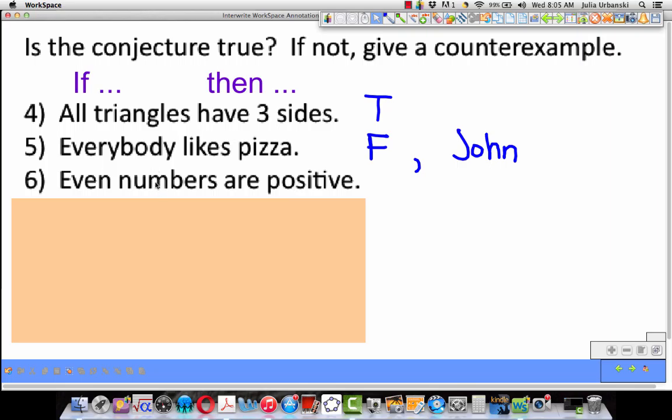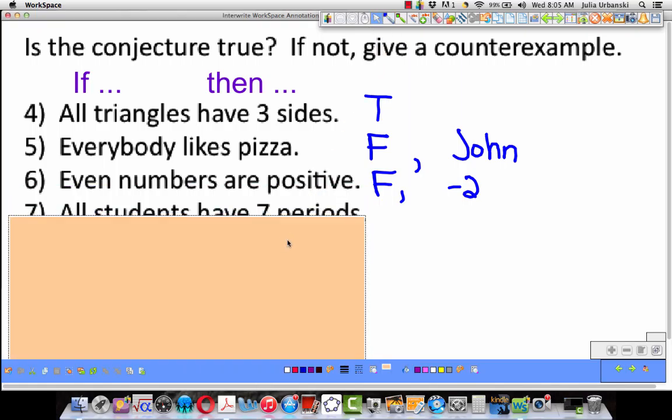Number 6, even numbers are positive. Any even number that you can think of, it has to be positive. Is that true or false? Think of all the even numbers you know. And can you think of any negatives? I can. So that's false. For example, and you only have to give one counterexample, for example, -2. -2 is an even number, but it is not positive. So we're looking for things that fit the first part of the sentence, but make the second part false. That's what a counterexample does.